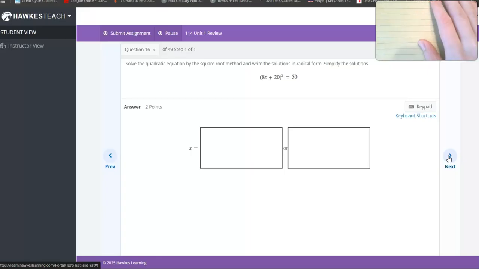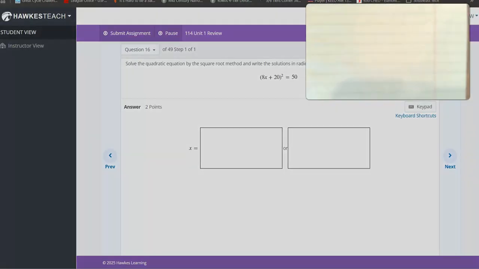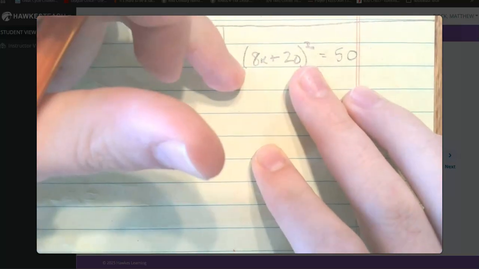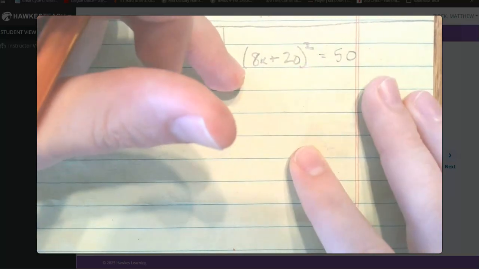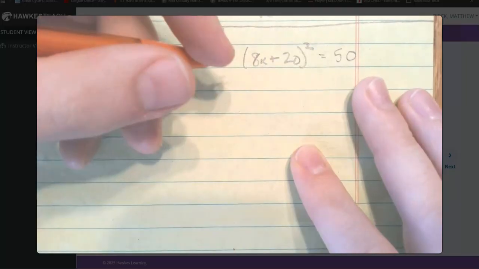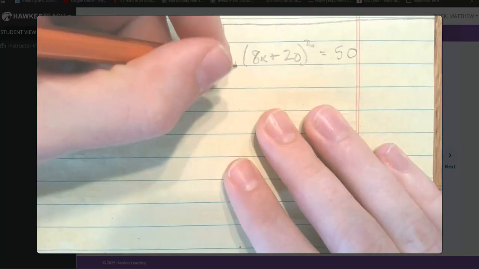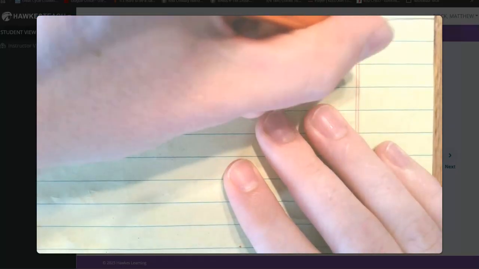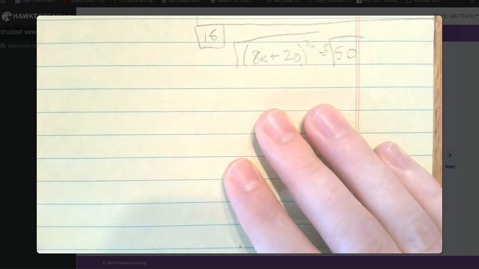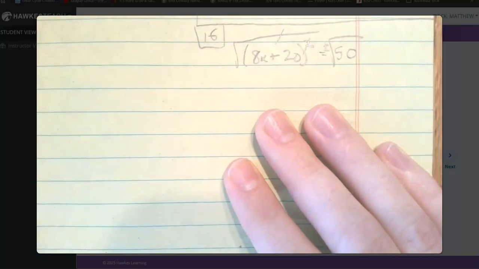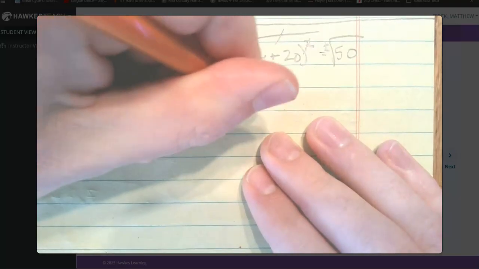So we have 8x plus 20 squared equals 50. All right, so again we have something involving our variable squared equaling a constant value. So again, that means the square root method lends itself to these types of questions. So again, we're just going to take the square root of both sides. And again, when we do that, we have to account for the plus and minus square root there. So here, a square root and the square are going to cancel out. So you end up with 8x plus 20.